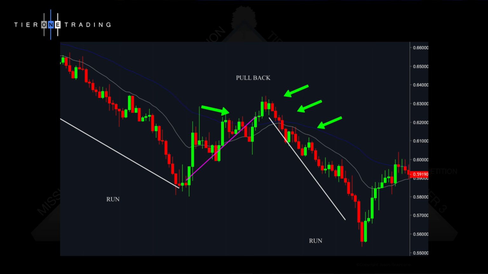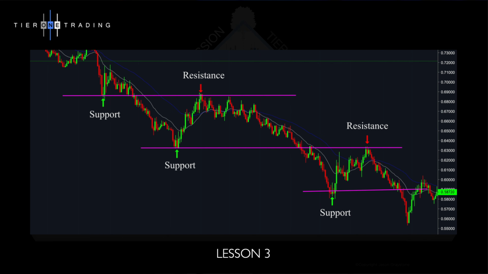They wait for price to retrace toward areas where buyers or sellers previously stepped in. These are often called support or resistance levels. In an uptrend, traders wait for pullbacks towards support, and in a downtrend, they wait for pullbacks towards resistance. And this is where risk can be controlled more effectively.